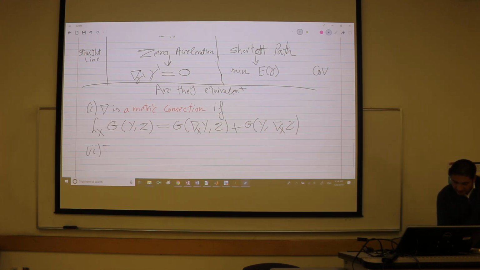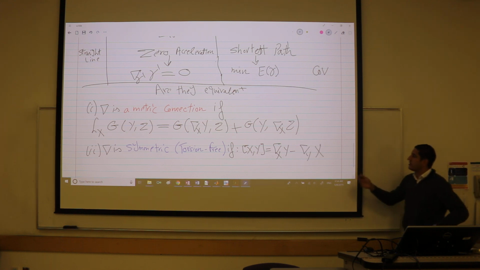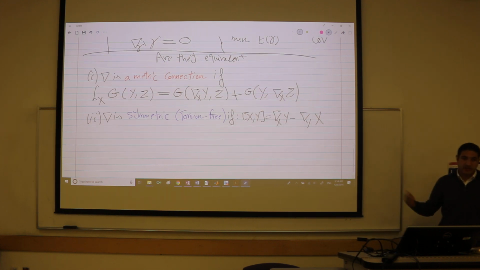So second, nabla is symmetric. Sometimes we call it torsion free. It has zero torsion tensor. What we expect is that the Lie bracket between x and y is nabla xy minus nabla yx. Because not every derivative satisfies that. And if nabla satisfies both, then we have the fundamental theorem in Riemannian geometry.